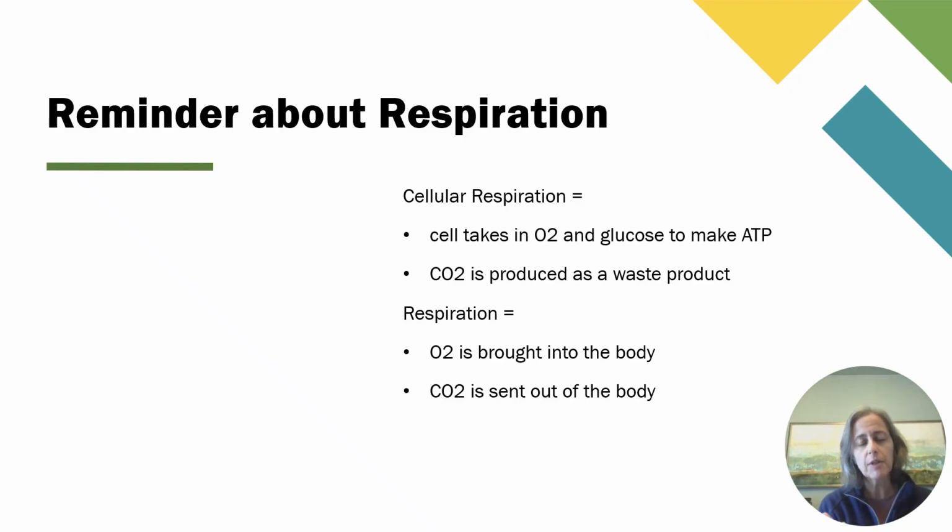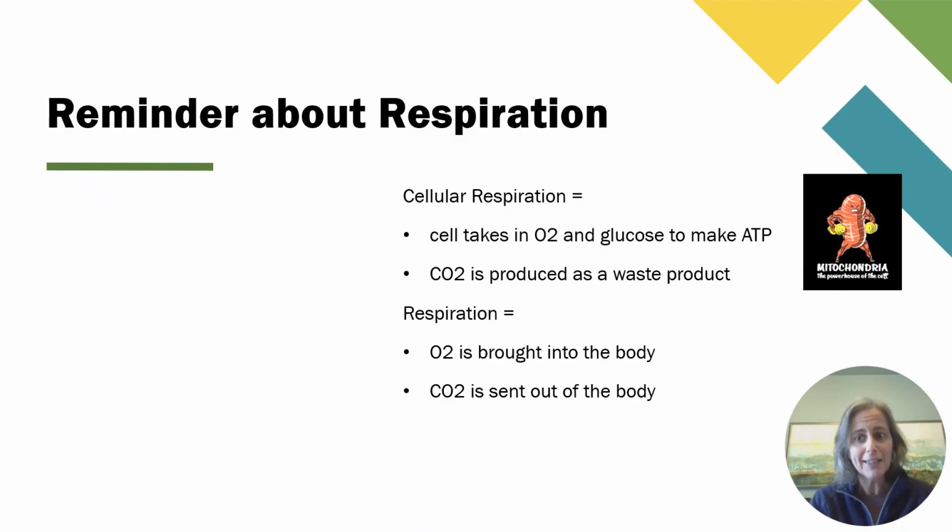So cellular respiration, or aerobic cellular respiration, is what we call it when a cell takes in oxygen and glucose and uses its mitochondria, right, the powerhouse of the cell, to make ATP. So those are the two raw ingredients that go into this process for which the cell, primarily the mitochondria, can make ATP. Now, as a result of this process, carbon dioxide is produced as a waste product.